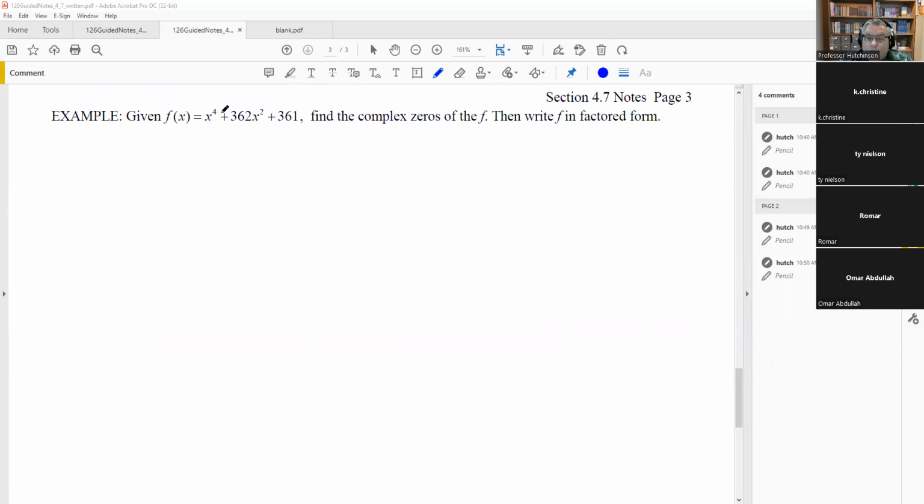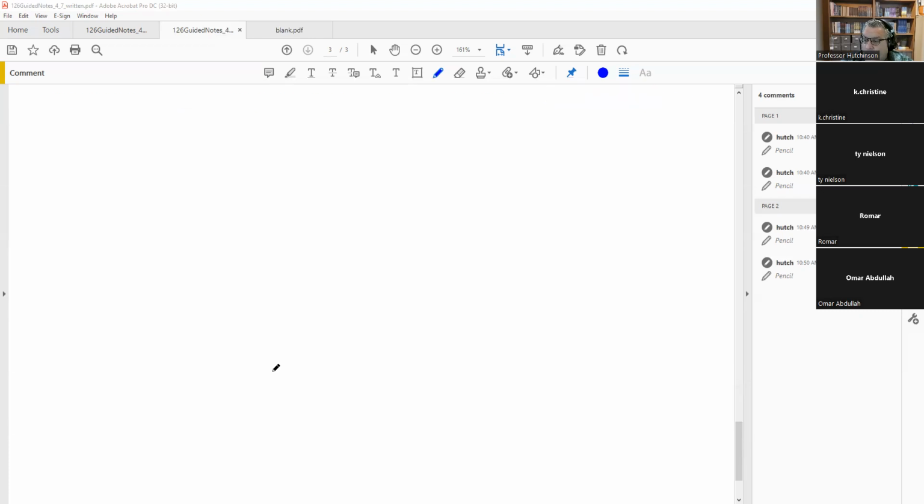So we're given this. It says find the complex zeros of f, then write f in factored form. Okay, so this type of one is like the ones that you have in the homework. There's one that is similar to that. And so for that one, here's how we're going to do it. So this is the last question we have.